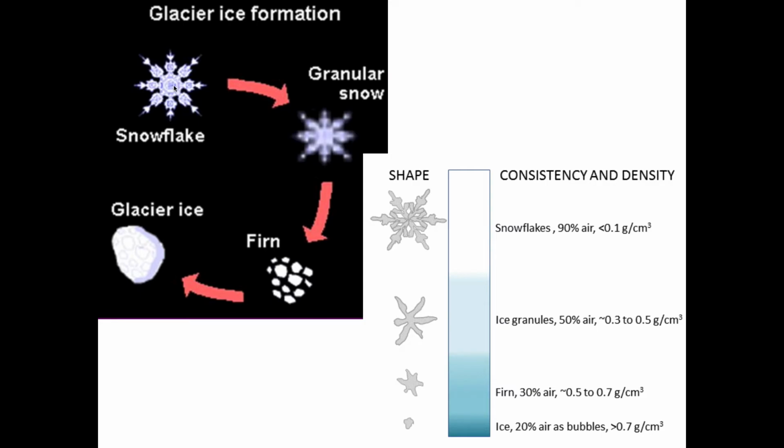And what happens, folks, is because it's an ice age, that snow doesn't melt. It stays frozen and it gets squashed. And that, ladies and gents, is where glacier ice comes from. It is snow that gets gradually squashed over time.